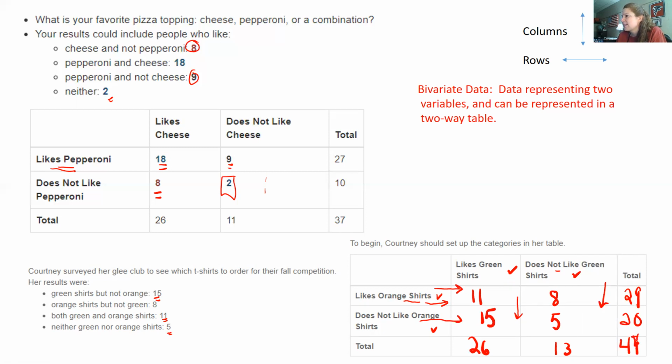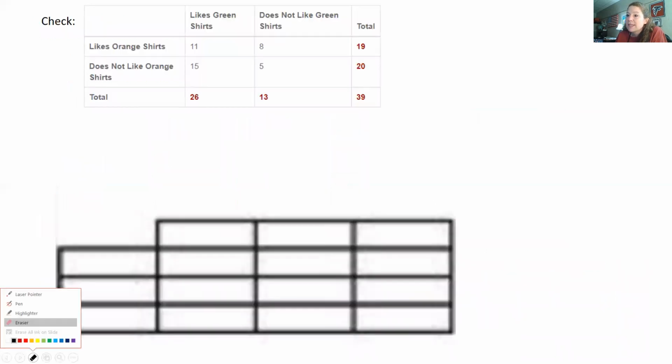Which makes me realize that something's wrong, because 26 plus 13 does not equal 49. It equals 39. Oh, because I added wrong right here. No, I didn't. Oh, I added wrong here. Oh my goodness, this is not 29, it's 19. Sorry, guys. See, but that helped me catch my mistake.